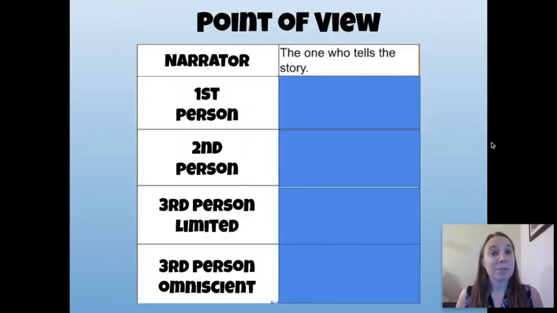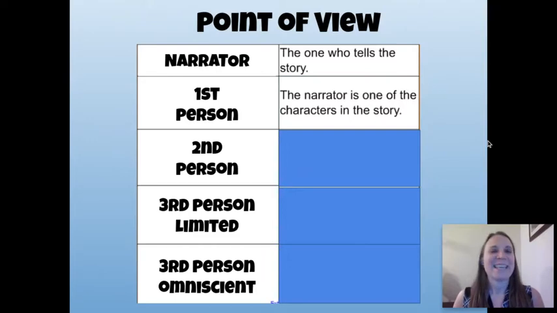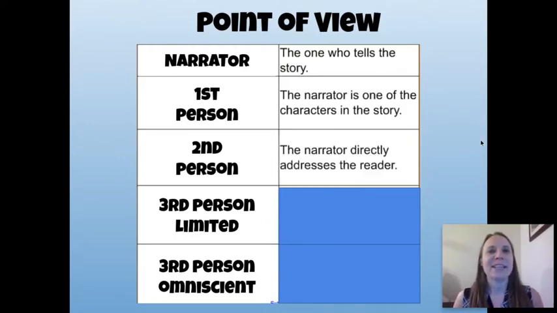So now that we've established that the narrator is the one who tells the story, I want to see how much you remember. So try to say the answer out loud before I reveal it. Can you tell me who the narrator is when the point of view is first person? The narrator is one of the characters in the story. Okay, second person, who's the narrator? The narrator is addressing the reader or is talking to the reader.